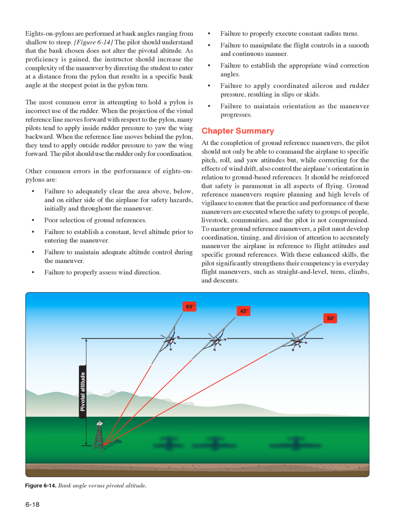Chapter summary: at the completion of ground reference maneuvers, the pilot should not only be able to command the airplane to specific pitch, roll, and yaw attitudes but, while correcting for the effects of wind drift, also control the airplane's orientation in relation to ground-based references. It should be reinforced that safety is paramount in all aspects of flying. Ground reference maneuvers require planning and high levels of vigilance to ensure that the practice and performance of these maneuvers are executed where the safety of groups of people, livestock, communities, and the pilot is not compromised.